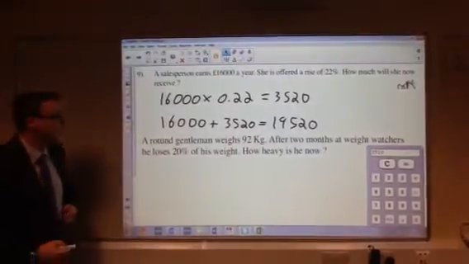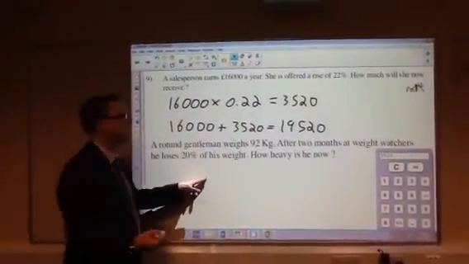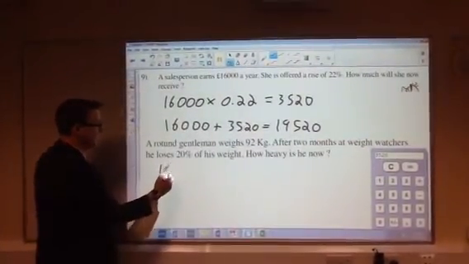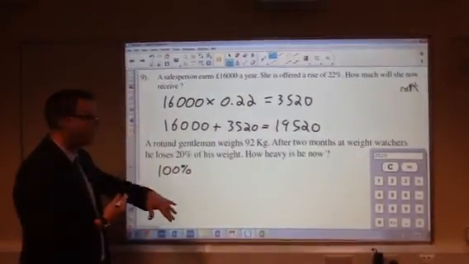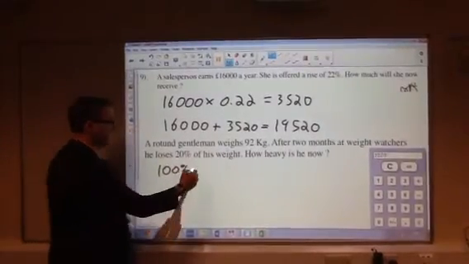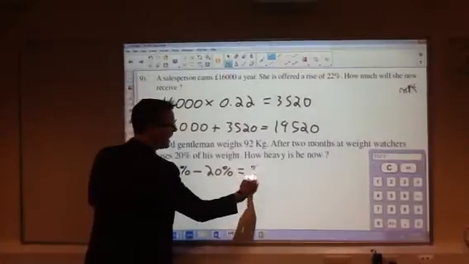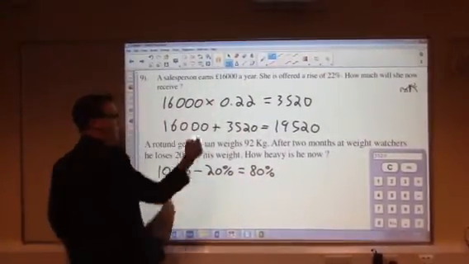A gentleman weighs 92 kilograms. After 2 months of Weight Watchers, he loses 20% of his weight. How heavy is he now? I'm going to use a multiplier to do this. So we start off with 100%. If we increase, we add on to 100%. If we decrease, we take off from 100%. This is a decrease. He loses. So we minus 20%, which gives us 80%. That's going to be turned into our multiplier.